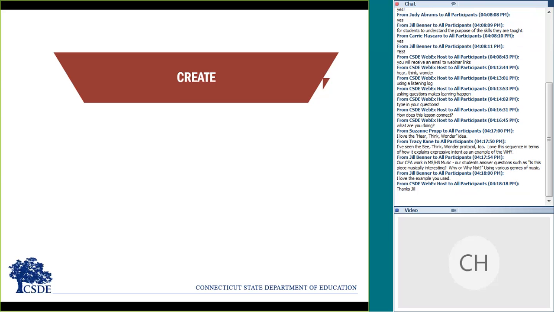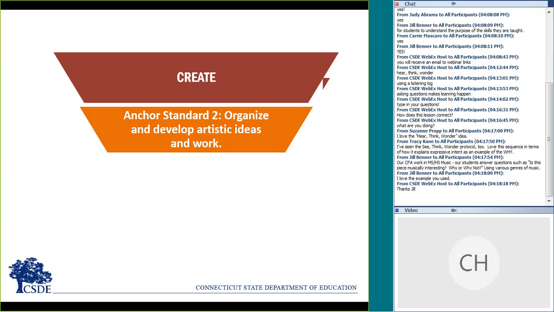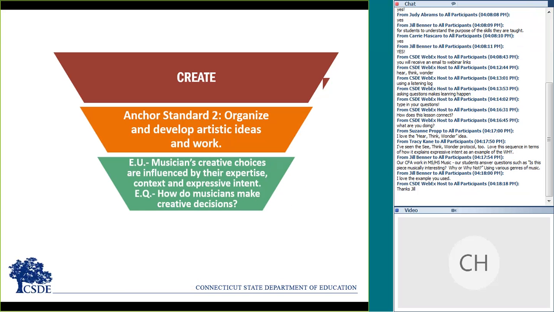I am always in a time crunch for rehearsal time, lesson time, but I want my students to be artistically literate. So what is a band director to do? Well, careful, thoughtful planning goes a long way here to maximize a streamlined use of precious time. Moving on, we're going to focus on anchor standard 2, organize and develop artistic ideas and work with the essential questions and enduring understandings as listed here.